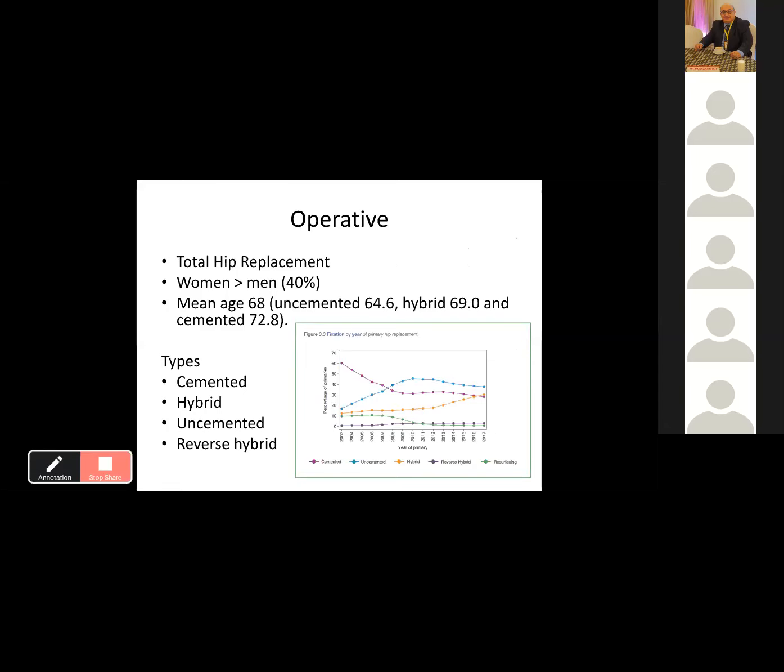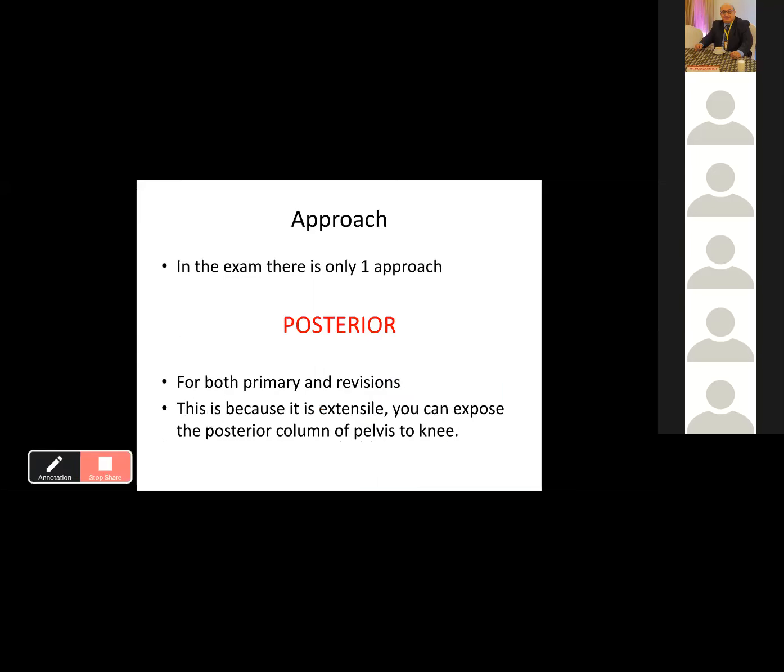This graph here is taken from the most up-to-date NJR figures in the UK, and you can see that uncemented hips are the most common. And for the first time, the hybrid hip replacement, which is a cemented stem with an uncemented cup, has overtaken a fully cemented hip. I'll explain some of the reasons why as we go on.